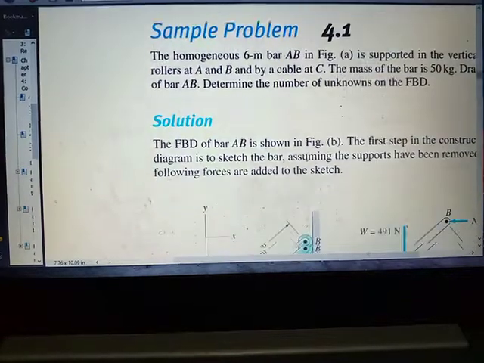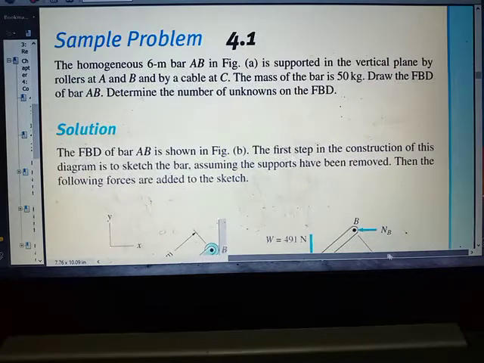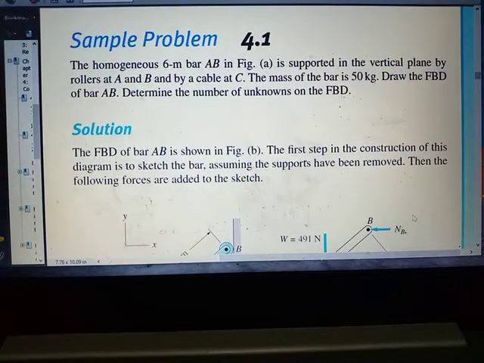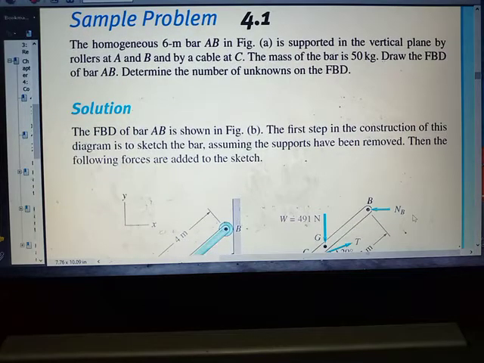So, meron tayong example dito, okay? A homogeneous 6-meter bar AB in figure A is supported in the vertical plane by rollers A and B and by a cable at C. The mass of the bar is 50 kilograms. Draw the free body diagram of bar AB. Determine the number of unknowns of the free body diagram.